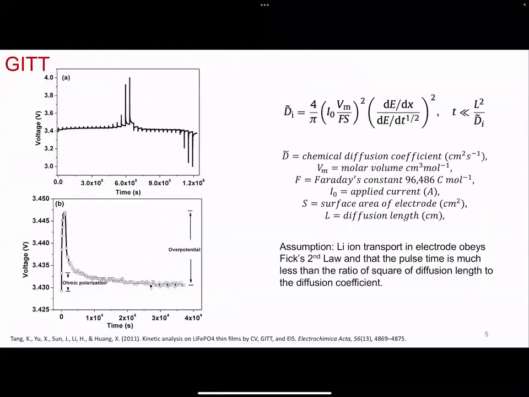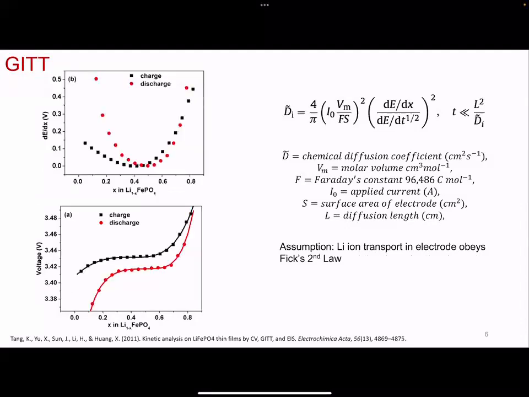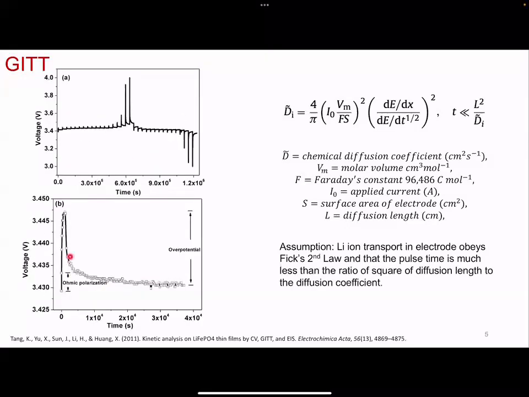Then you could do GITT, which they did. What you want to see is, well, you first have to assume that your material follows Fick's second law, first of all. And that's not always true if you have secondary processes that you don't understand. So for a material, let's not consider the SEI, let's not consider all other processes, let's just think about diffusion. Then you could do that. So here they apply their pulse.